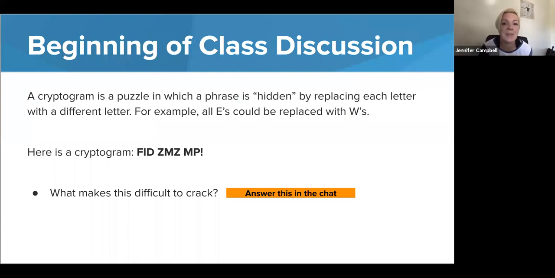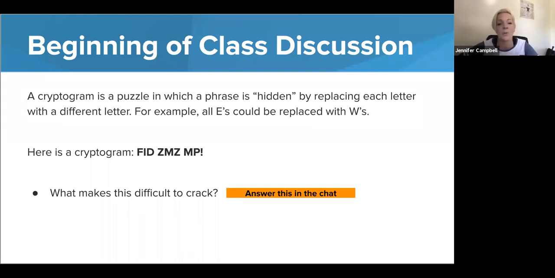All right, so here is your beginning of class discussion. We're going to get into cryptography, but first we're going to talk about a puzzle that people do. Sometimes they call it cryptoquotes. They were in the newspapers, back when people read newspapers, but now there are a lot of these online too. A cryptogram is a puzzle where they hide a phrase by replacing each letter with another one. So there's an example. It doesn't look like it says anything.